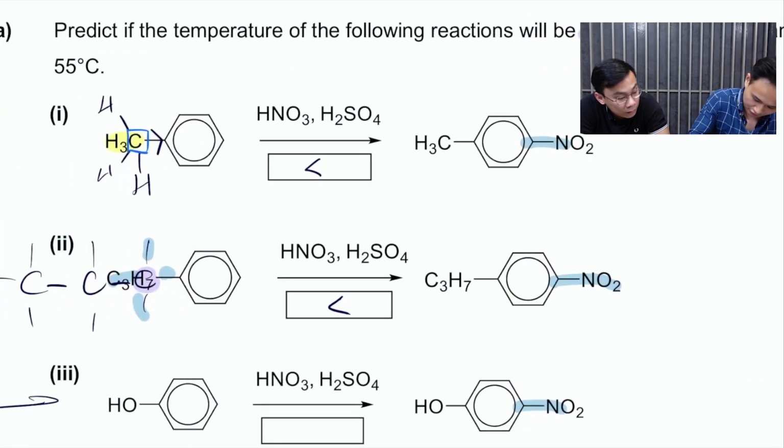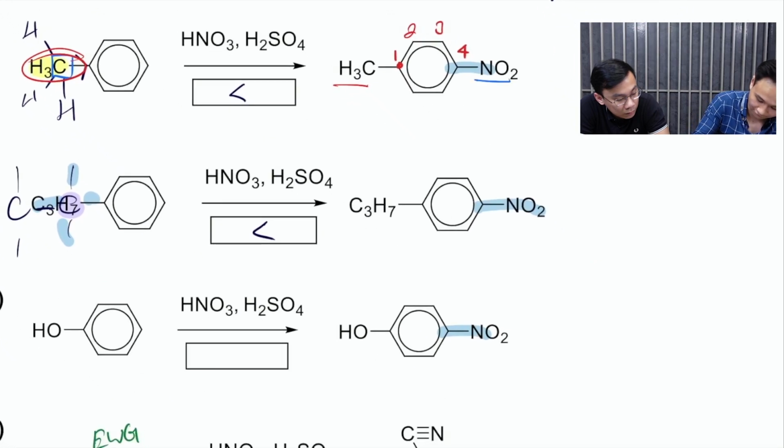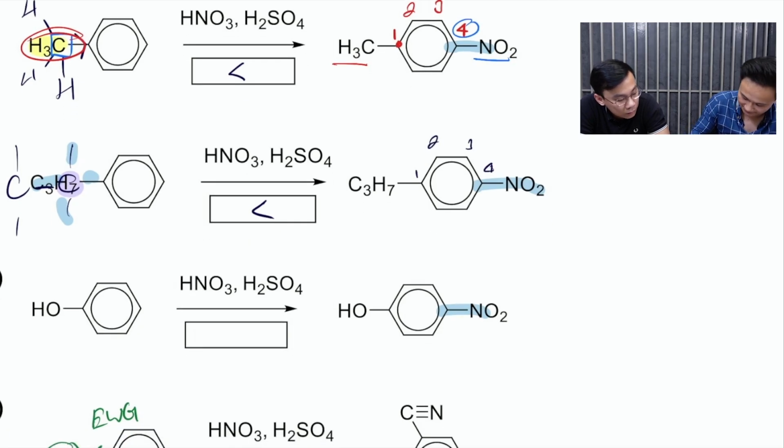Do this with me, okay? So we're going to call this carbon 1. This carbon that has the methyl group, because that's where we start from. We're going to call this carbon 1, 2, 3, 4. You can see how the nitro group is on the 4th position. Likewise, 1, 2, 3, 4. 4th position, same as this.